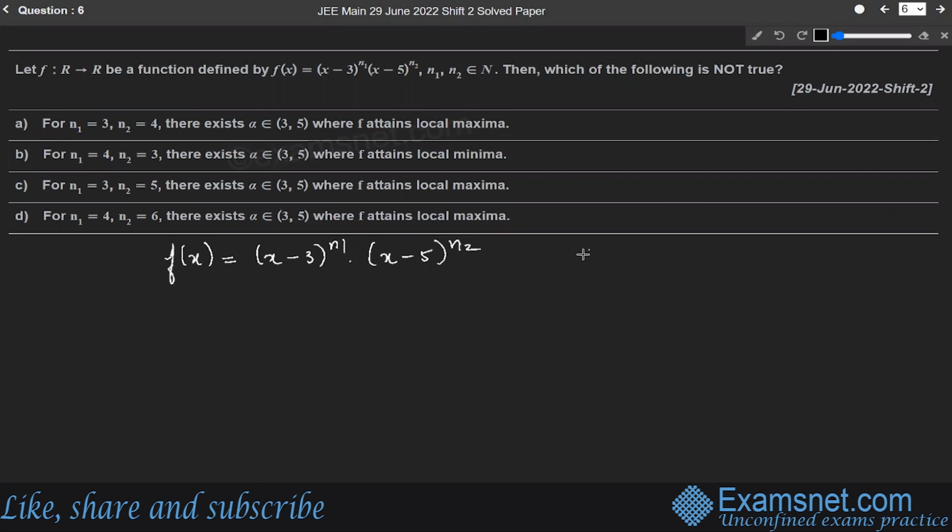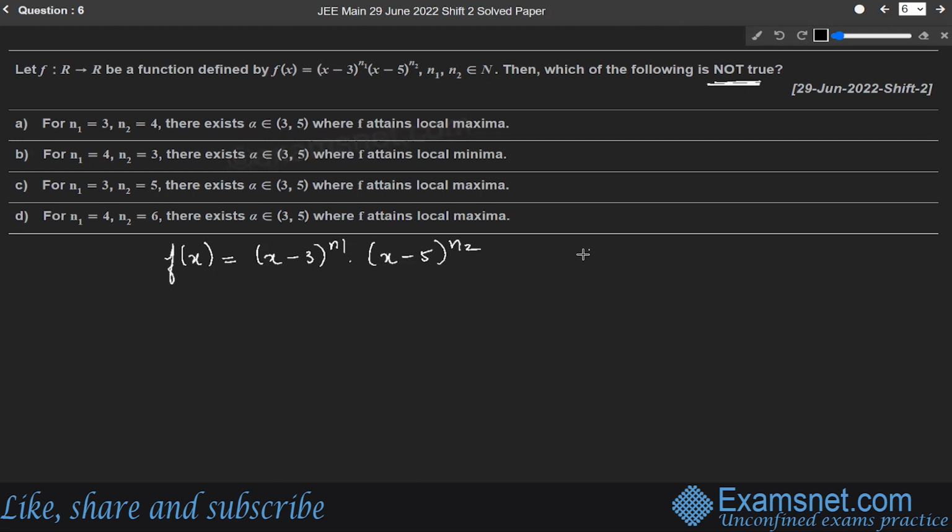You can see that in all the options, some values of n1 and n2 are given, for which the function attains local maxima or local minima. It means that we have to find the values at which the function attains local maxima or local minima. But remember that we have to choose the option that is not true. It means that out of these 4 options, 3 options are true and 1 is not true. So we have to find the option that is not true. So basically what we have to find first is at what points this function attains local maxima, local minima, right?